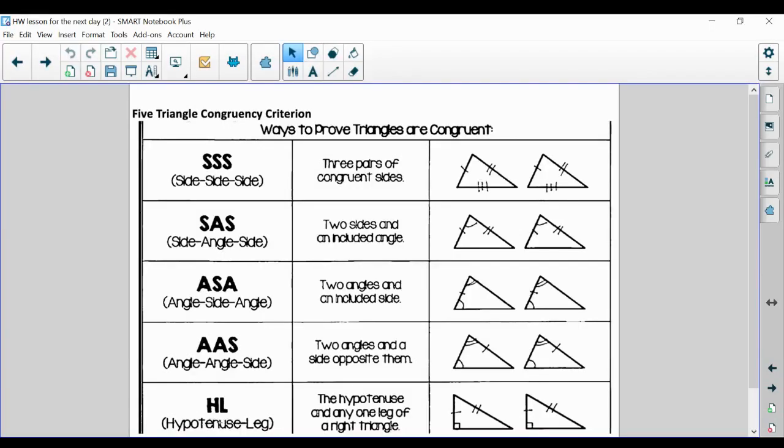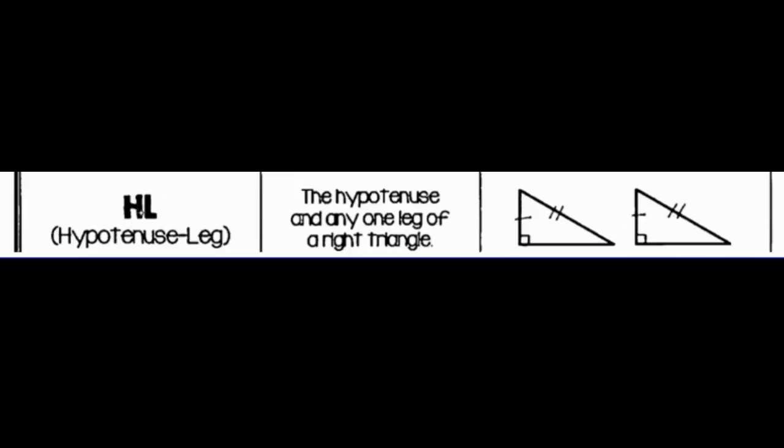The last one is HL. We don't see this one very often, but you still need to know it. This one looks like an angle, angle, side, right? But you cannot say it's angle, angle, side because that doesn't work here. HL means hypotenuse leg. Hypotenuse is right here, HYP, the longest side of the right triangle. Very important to say that it must be in a right triangle.